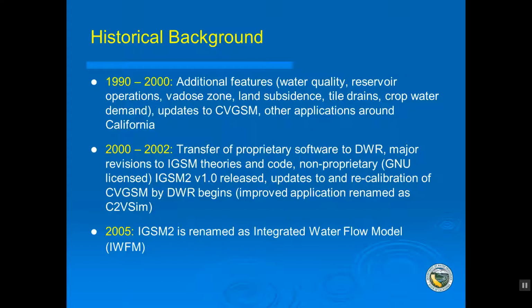So nobody really knows what is happening inside the code. They just look at the results. And I think one of the things that they were having problems with is the stream aquifer interaction that IGSM was producing, especially with the CVGSM, the Central Valley application model. And that's when I start working with the Department of Water Resources. I finished my graduate degree at UC Davis.